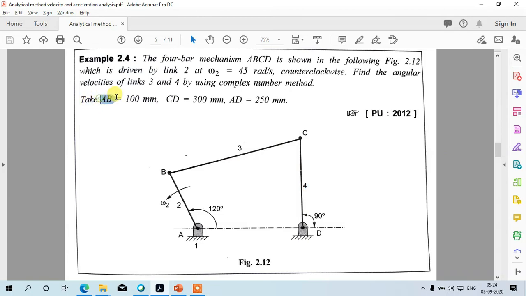and take AB equal to 100 mm, the length of this crank AB is 100 mm, CD, this rocker, is 300 mm, AD is equal to 250 mm, this fixed link is 250 mm. We are not given the length of this link number 3.